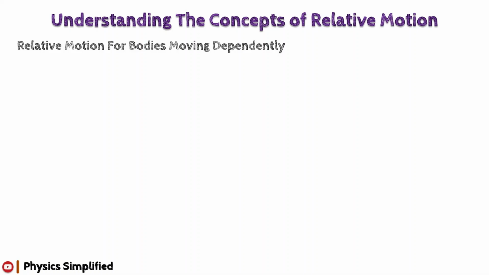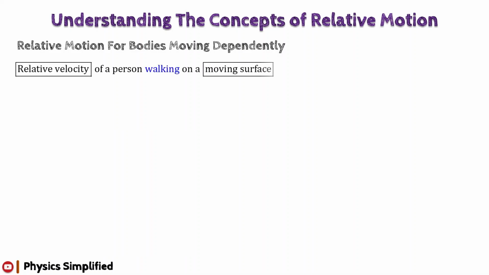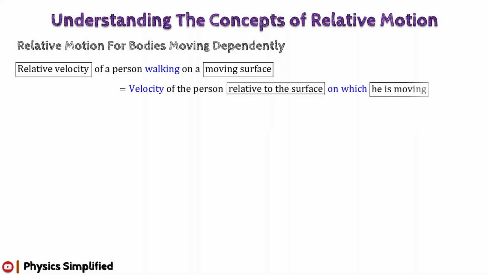In dependent motion, it is very important to understand that, if the velocity of a person walking on a moving surface is given, then this velocity is the velocity of the person, relative to that surface on which he is moving, and not relative to the stationary ground. This moving surface can be considered the person's ground. Let us discuss and understand this through the following situations.